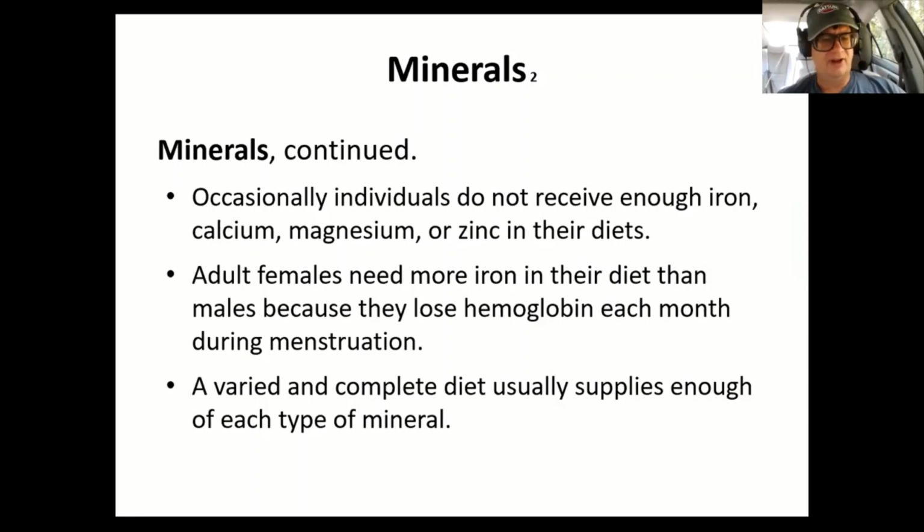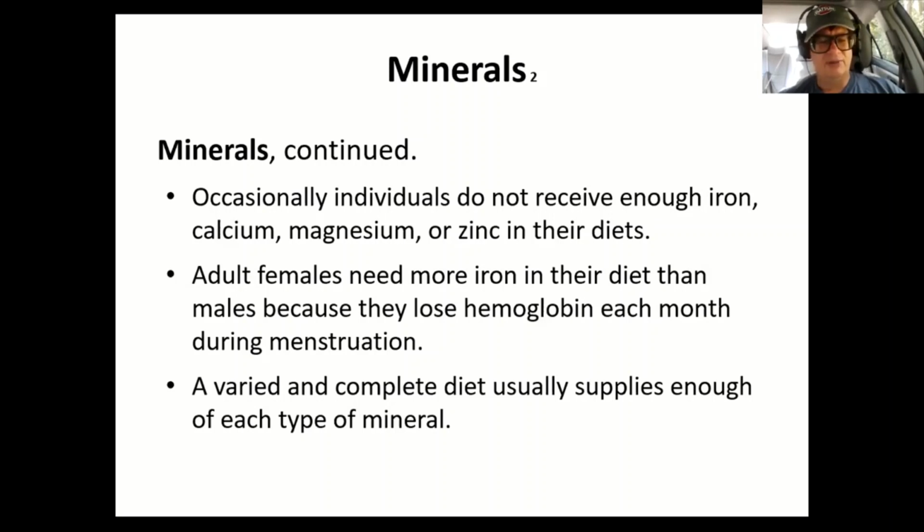Occasionally, people don't get enough iron, calcium, magnesium, or zinc. If you don't get enough iron, you might have anemia because you're having trouble making hemoglobin for red blood cells. If you don't get enough calcium, you might have brittle bones. If you had extremely low amounts, you might have muscle problems. Adult females need more iron in their diet than males because hemoglobin is necessary in blood, and during menstruation you're going to bleed, so you're going to lose some iron every month, every 28 days.